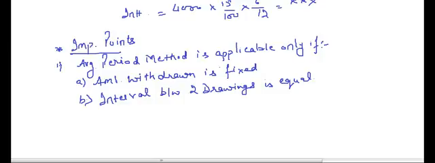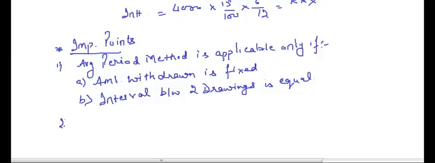So the average period method is applicable only if the amount withdrawn is fixed, number one, like we took 1000. Second, the interval between the two drawings is equal. Only then we can apply the average period method. Clear? One more point.